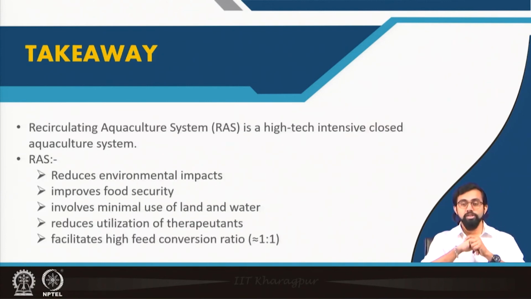So what will be the takeaway message from this lecture? That the recirculating aquaculture system is a high-tech, intensive, closed aquaculture system which is being practiced all over the world nowadays. In most aquaculture farms, we try to avoid any kind of environmental impact, improve food security, use minimal land and water, and reduce the utilization of therapeutants, and we want to facilitate a higher feed conversion ratio. So in all these cases we introduce the recirculating aquaculture system, and it will give us some economic benefit as well.